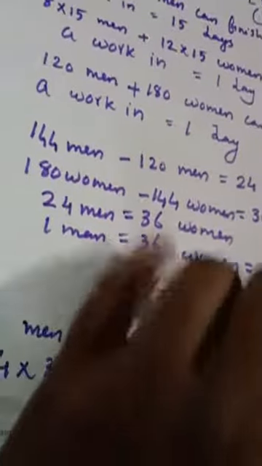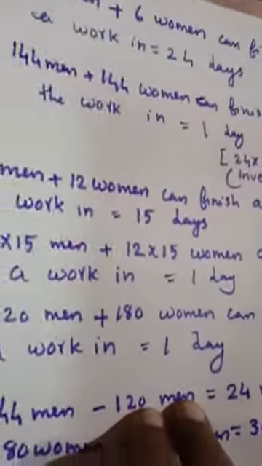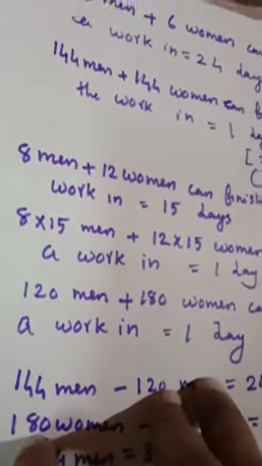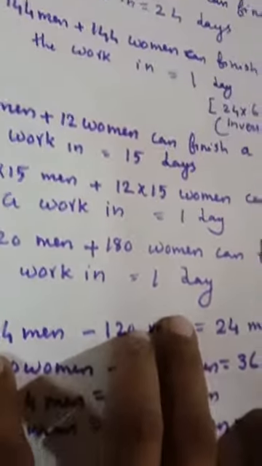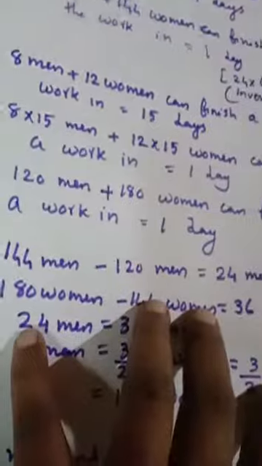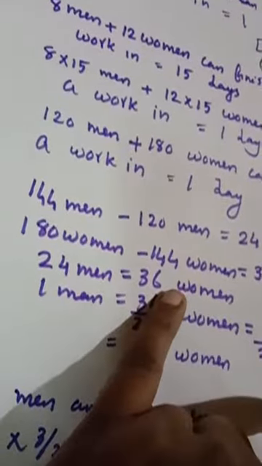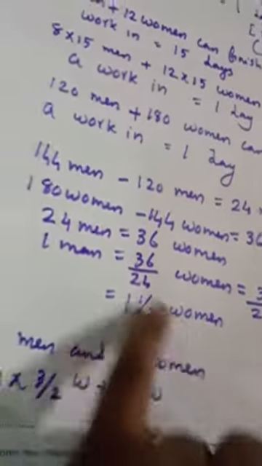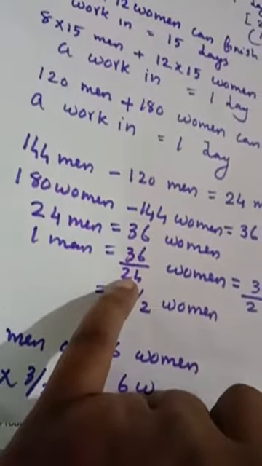So first we want to find 1 day's work. How to find 1 day's work? By multiplying. In the second case also you multiply. 15 days' work is given, then find 1 day's work, then subtract both men and women. Then 24 men is equal to 36 women. 1 man is 36 by 24, that is 1.5 women. Here we can find by the actual unitary method. Okay, no need to multiply.